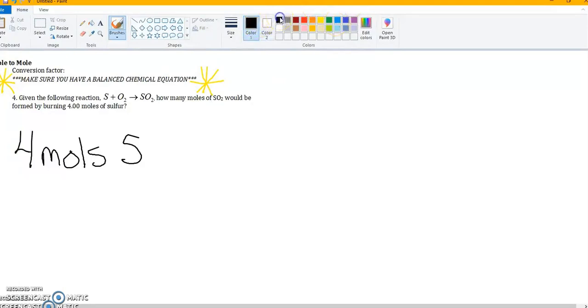Alright? So, if I look at a balanced chemical equation, it is a recipe for how to create something. But instead of using eggs and flour to make cake, I'm using chemicals. Certain chemicals, when mixed together, will make other chemicals. So if I look at this equation, it says 1 sulfur plus 1 oxygen molecule will make 1 sulfur dioxide molecule.